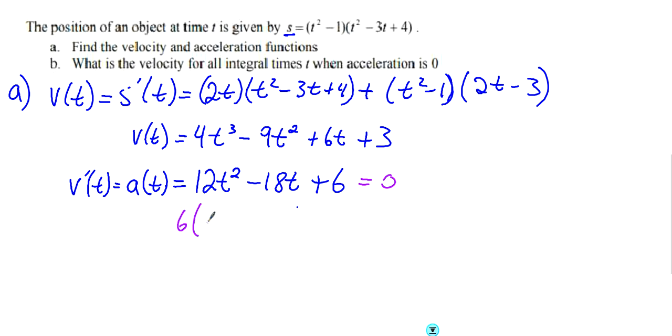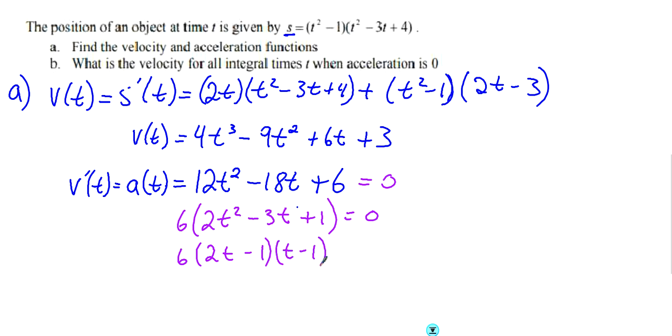So we take out a 6, and we get 2t squared minus 3t plus 1 equals 0. Okay? And then, again, this is factorable. So we get (2t minus 1) times (t minus 1), which means our solutions, our time values, are t equals 1/2 and t equals 1.